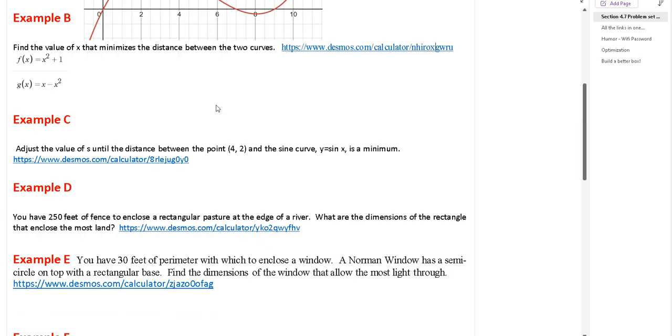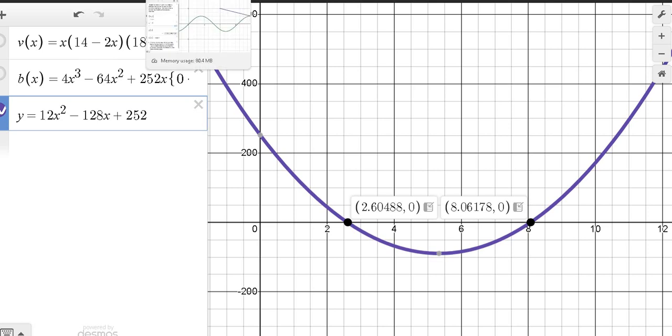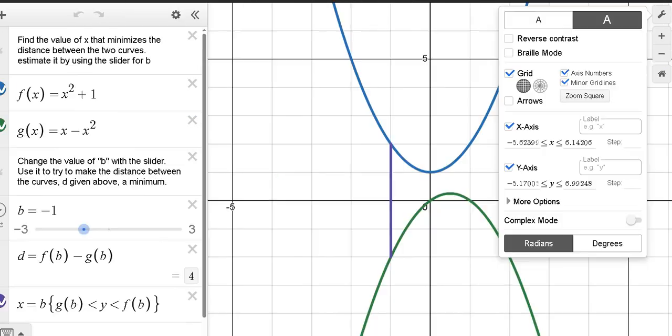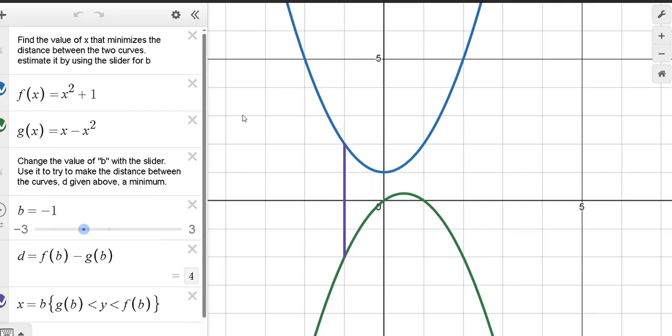It says find the value that minimizes the distance between the two curves. So let's move on to that one. And I think I've got that demonstrated right here. So here's our two curves. We've got f of x equals x squared plus 1. g of x is x minus x squared. So you've got a parabola that faces up and one that faces down. So the question is, what value of x makes this distance the smallest?